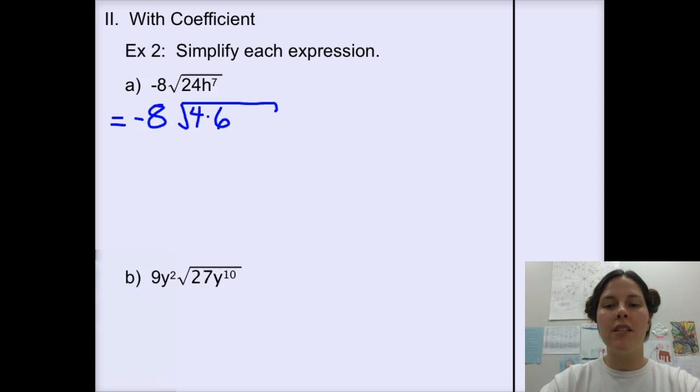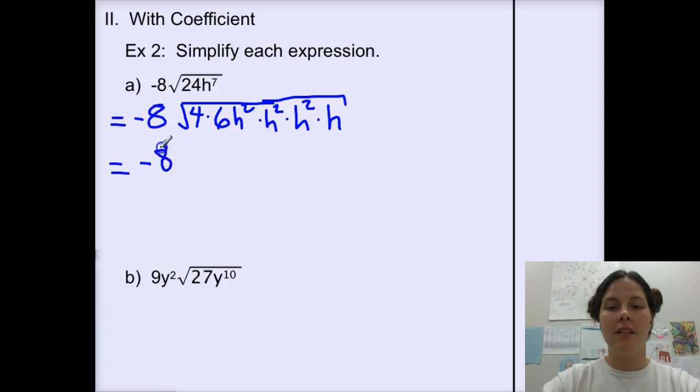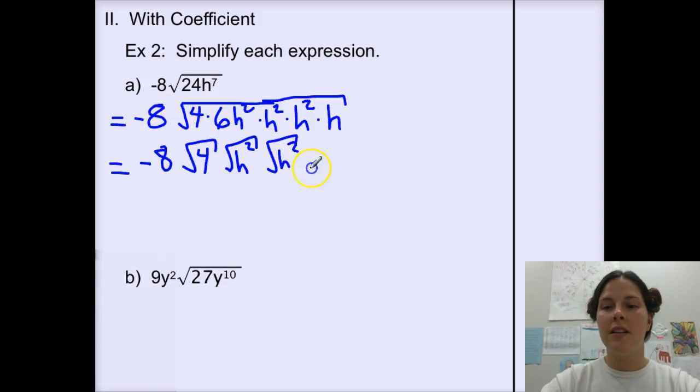So we can think about this as h squared times h squared times h squared. So far we have 6 h's being multiplied together, so there's 1 left over. Starting at the beginning, and again grouping all of my perfect squares together. So all of my h squareds are going to go in front of that 6. And then I'm going to multiply the 6 and the h that are left over together under one radical.